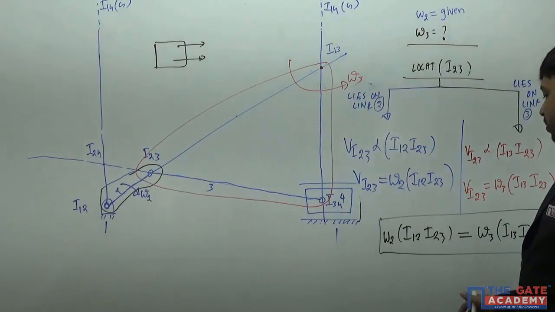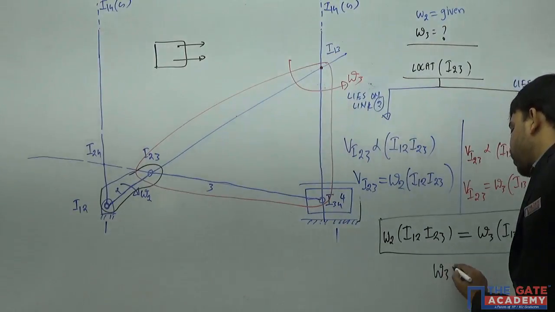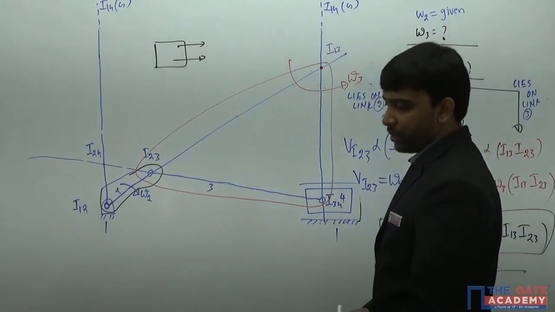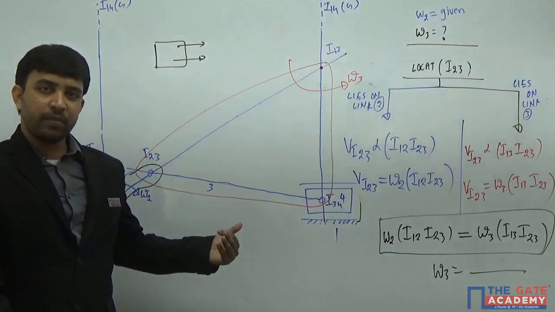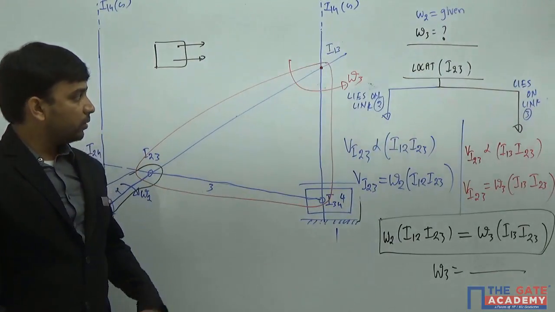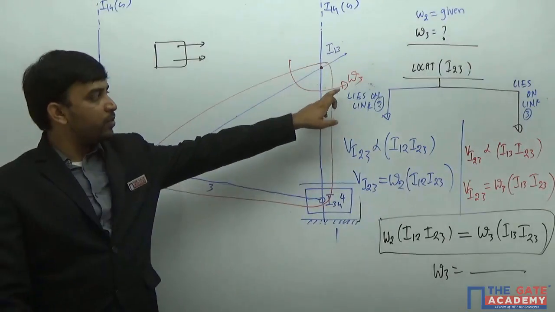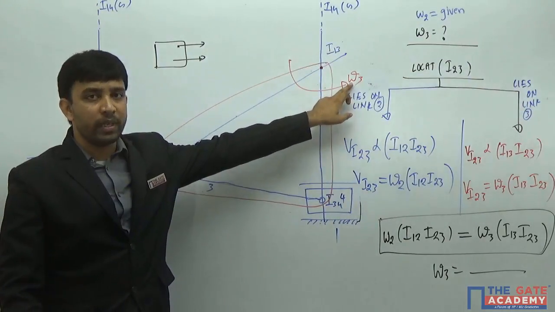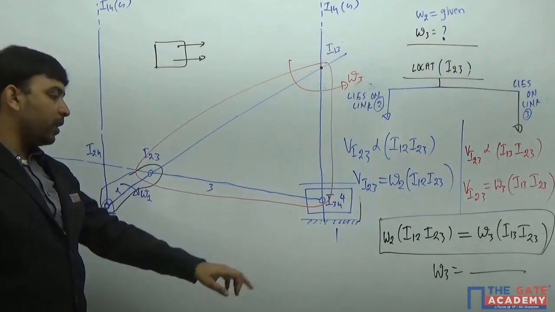What is not known is omega 3, so from here you can find the velocity of link number 3. Once you know the angular velocity of link 3, you can find the velocity of any point on link 3. At this instant, link 3 is rotating with respect to the fixed link about this point with a velocity omega 3. You can find the velocity of any point on the connecting rod.